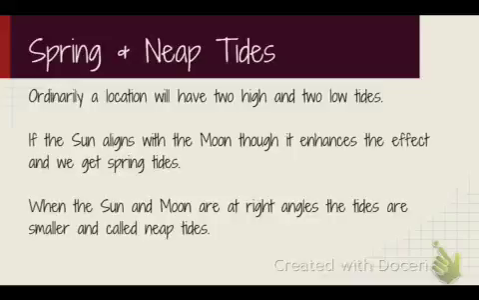Ordinarily, a location will have 2 high tides and 2 low tides. If the sun aligns with the moon, then it enhances these effects, and we get what we call spring tides. When the sun and the moon are at right angles, the tides are smaller, and they are called neap tides.